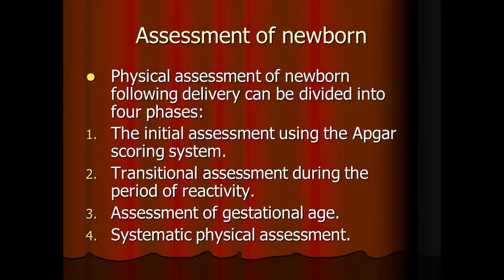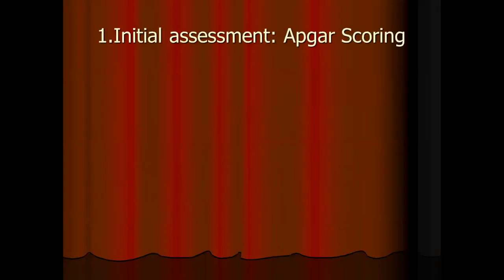The first one is initial assessment using the Apgar score soon after the birth. Second one is transitional assessment during the period of reactivity. Then third one is assessment of gestational age, and fourth one is systematic physical assessment. So moving on to the first one, initial assessment, Apgar scoring.